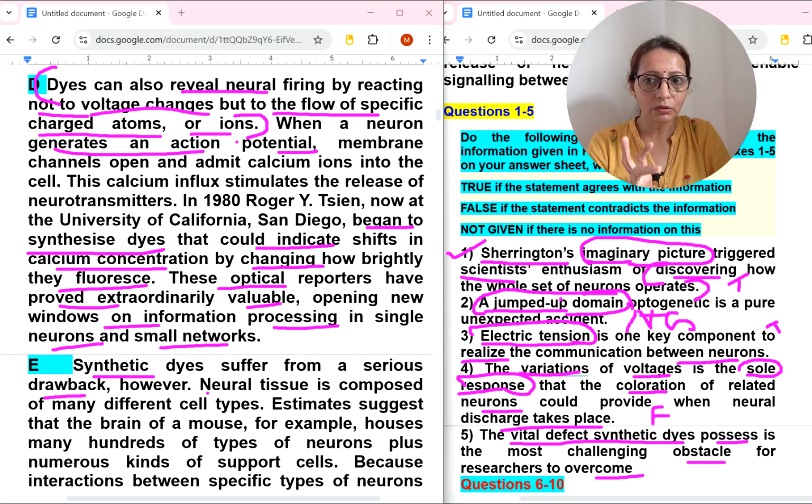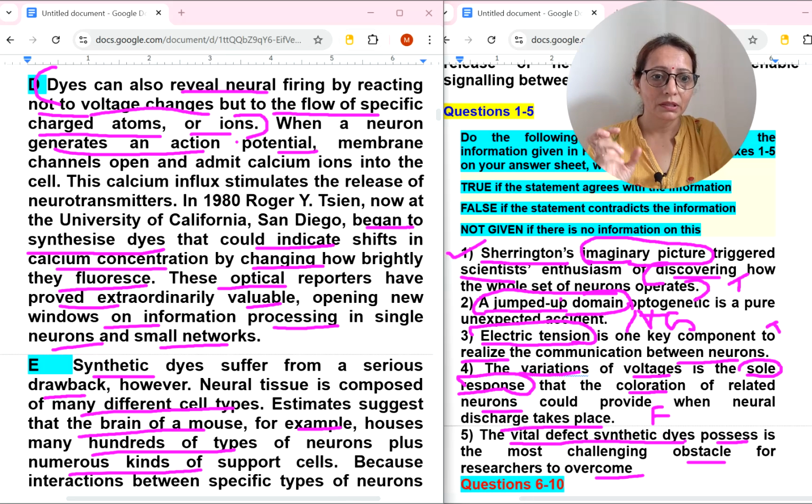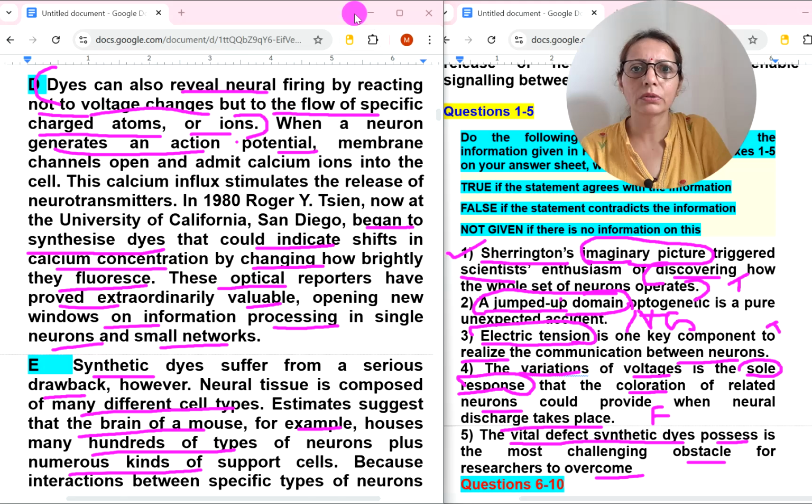However, so we get the location. However, neural tissue is composed of many different cell types. Estimates suggest that the brain of a mouse, for example, houses many thousands of types of neurons plus many kinds of support cells. So, difficult reading. The vital defect synthetic dyes possess is the most challenging obstacle for researchers to overcome? Let's move to the next part also.